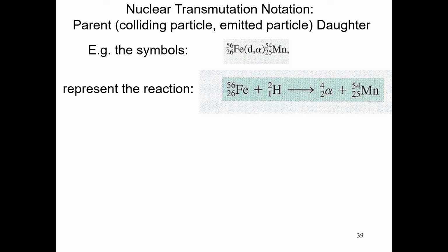All right. When you do a transmutation reaction, there is a shorthand notation for it that consists in writing first the parent nuclide, and then in parentheses the colliding particle, comma, the particle that is emitted, and then close the parenthesis, and then the daughter nuclei. So, for example, when you see this symbol here, notice that it starts with iron 56, and then you have parenthesis D, comma, alpha. Close the parenthesis, and you have manganese 54.